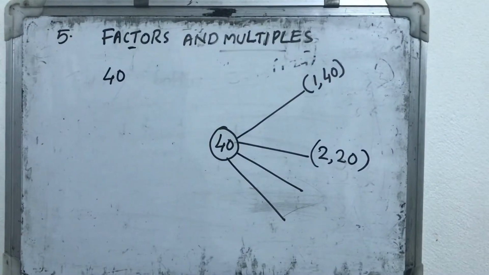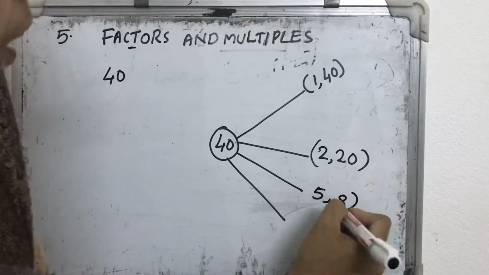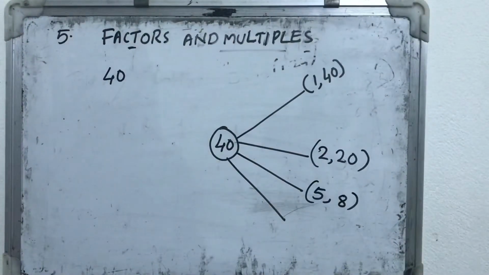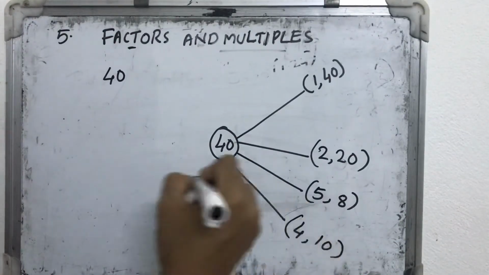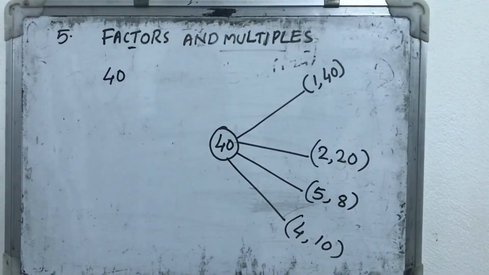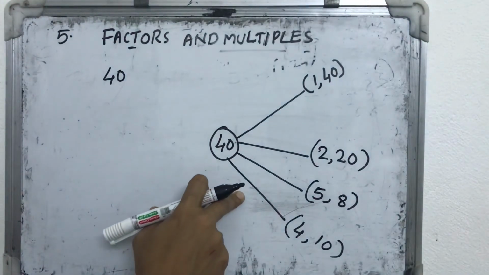Then any other? 5 into 8, so 8 into 5 or 5 and 8, also 40. Then 4 into 10. So 4 and 10 are the factors. Do any other factors remain to get the product 40? No, this many factors only. So this is the multiplication story of 40.